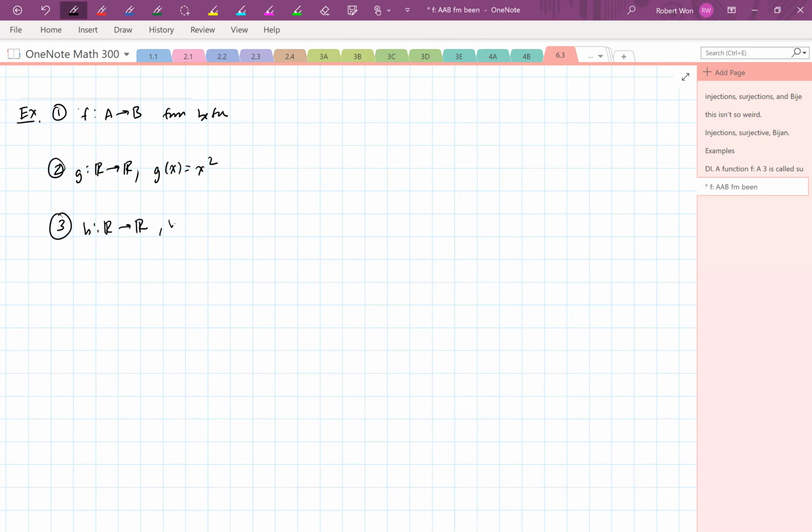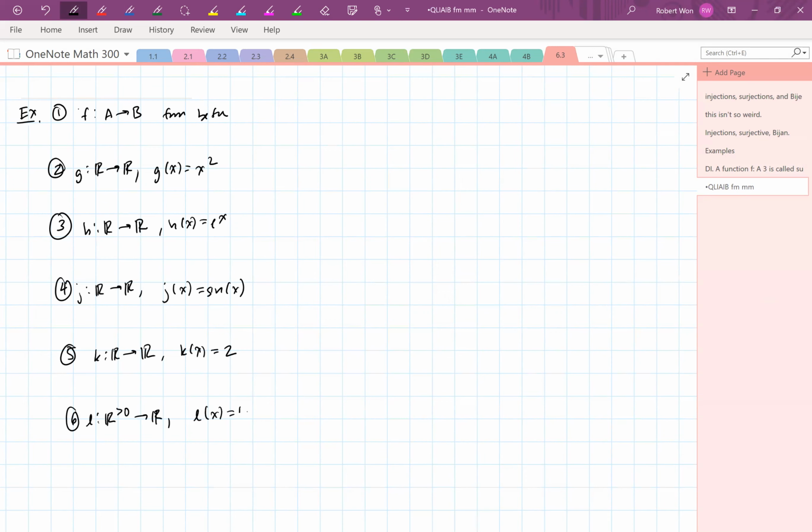h from R to R given by h of x equals e to the x. j from R to R given by j of x equals sine x. k from R to R given by k of x equals 2. And L from R greater than 0 to R given by L of x equals log x. Okay, so pause the video here and figure out if these functions are surjective or not.